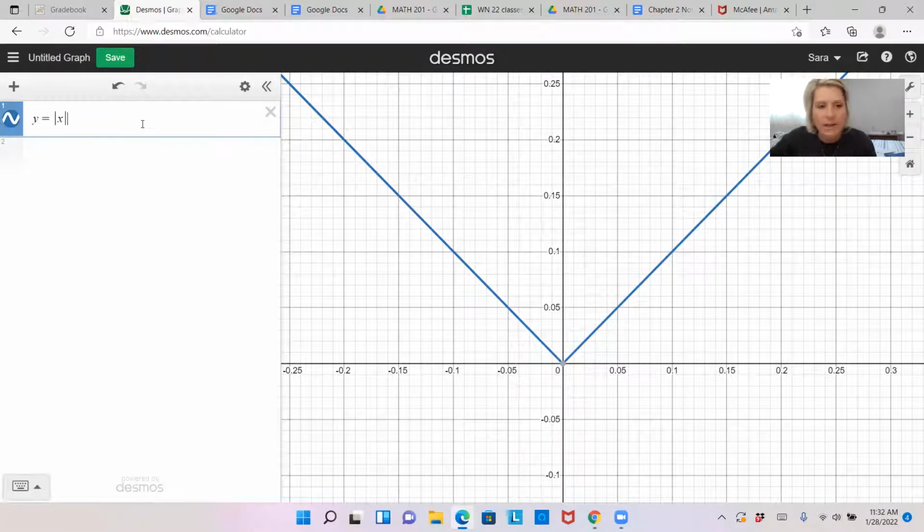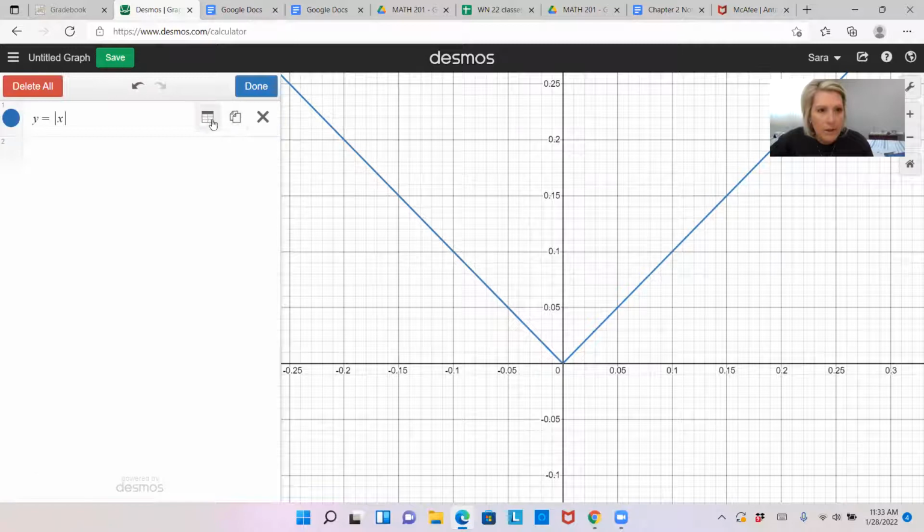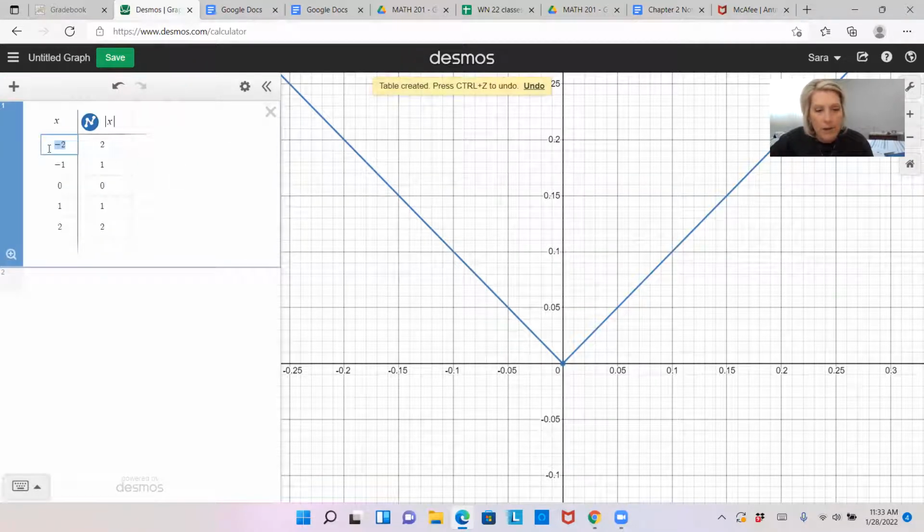operation says it doesn't matter what's inside the absolute value, it always returns a positive. If I make a table, you'll see that if we put a -2 in for x, a +2 comes out, and if we put a +2 in, a +2 comes out. So it does whatever operations are inside the absolute value bars, and then at the very end, it always returns the positive value of that. You can shift these left and right and up and down, but this is our base graph.